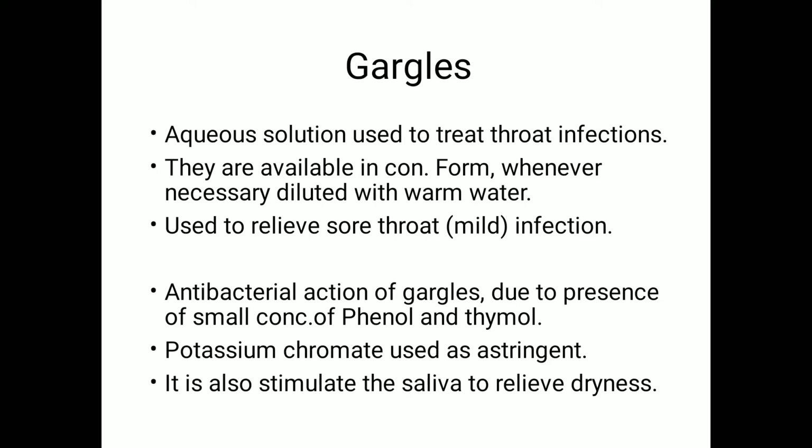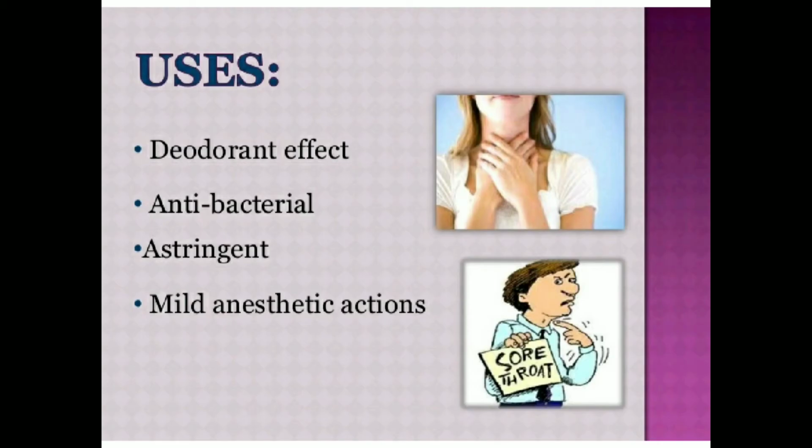These gargles produce antibacterial action due to the presence of phenol and thymol. Gargles containing potassium chromate produce astringent action. Gargles are taken into the mouth and placed on the mucosa of the mouth, producing prolonged action. They also stimulate saliva to relieve dryness of the mouth. They are most commonly used for producing a deodorant effect to remove bad odor from the mouth.